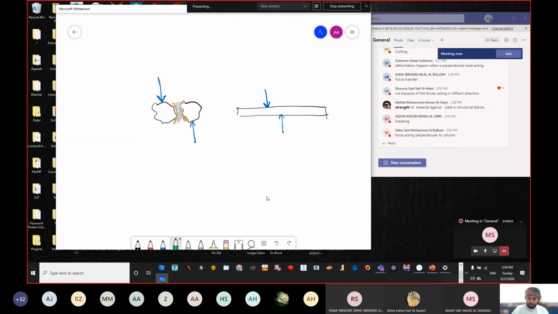In the drawing that I have drawn for you, which one is easier to cut, and why? Now, can you tell me where is the weak point here in the steel, and where is the weak point in this arrangement?